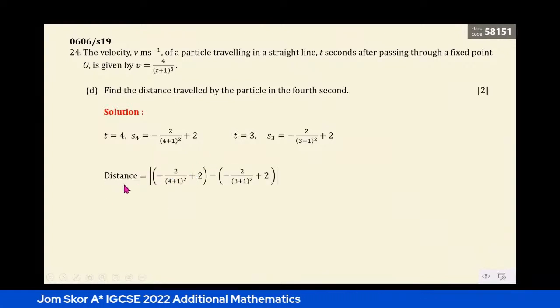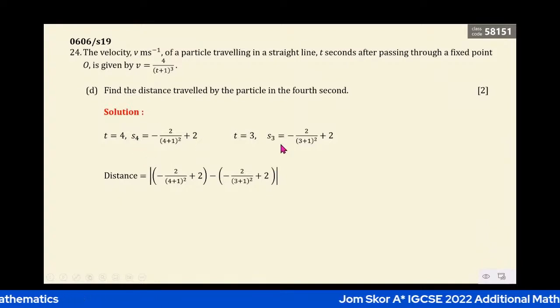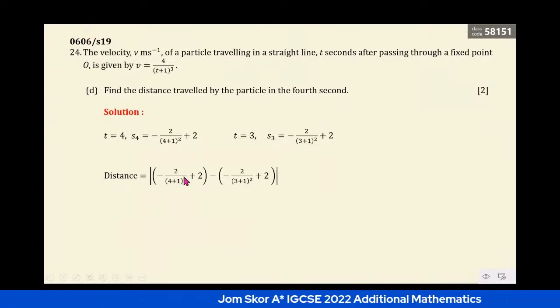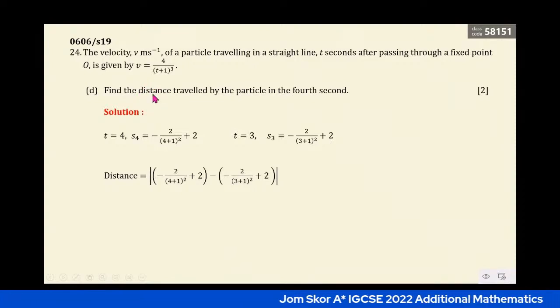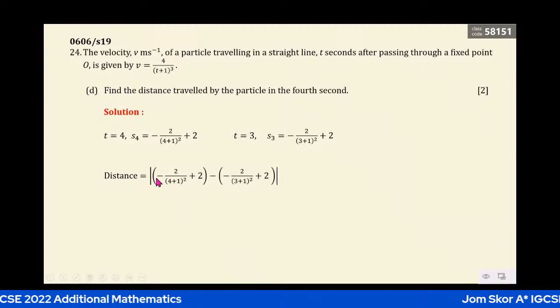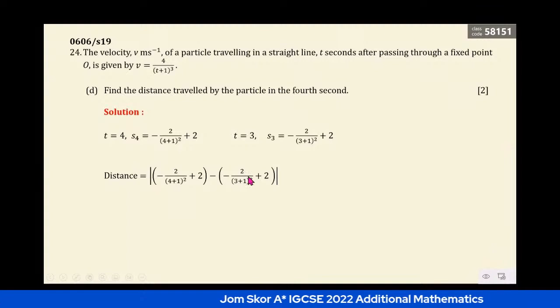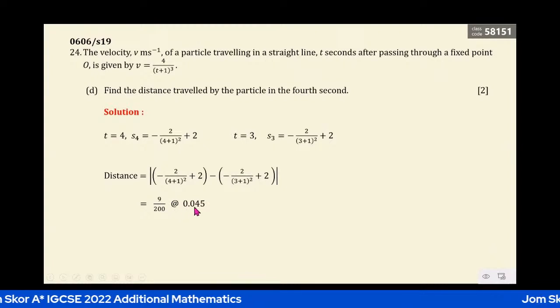You find the distance by subtracting S4 dengan S3. Okay, so S4 minus S3. Teacher letak dalam modulus because the question asks you to find the distance. Distance is a scalar quantity. So dia mesti positive distance ni. Alright. So you substitute, you tolak yang ini. This is S4, tolak S3. Okay. Then you will get the answer is 9 over 200 or 0.045.